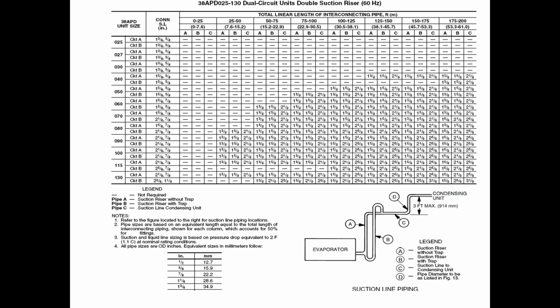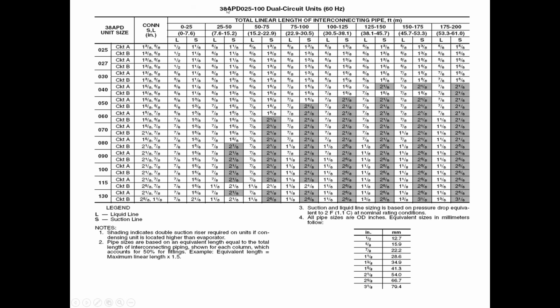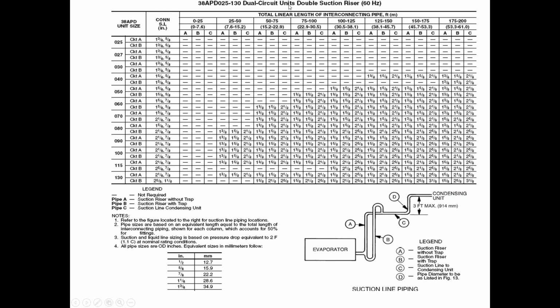Okay, so pretty simple. We go to our main chart, plug in our unit size, plug it in with the equivalent or your total linear length. Your total linear length, by the way, already has 50% calculated into it for fittings. So you don't add your fittings into a linear length table, but make sure that your table does say linear length and not equivalent. Okay, I'll show you one of those later. So we plug that in, we find out what we need to do. We get a shaded area, and we turn the page, and we go to the double suction riser chart, and this is how it's laid out. Okay, any questions on that?